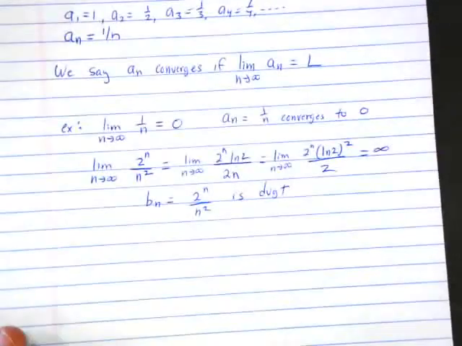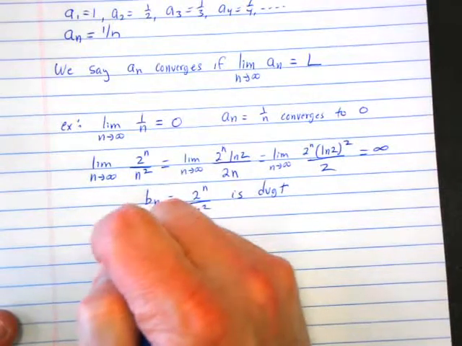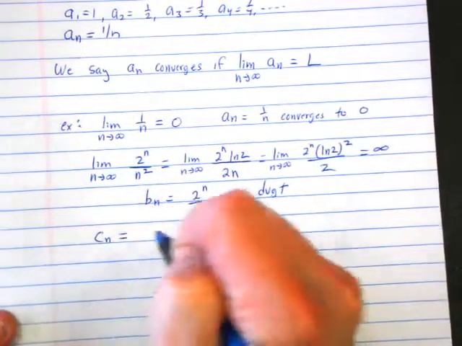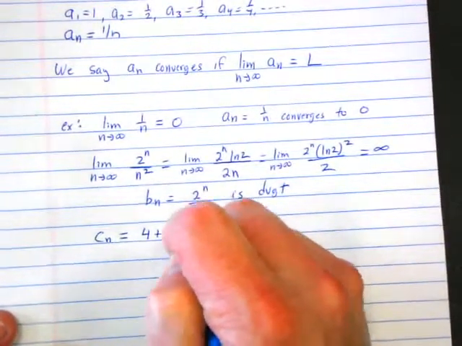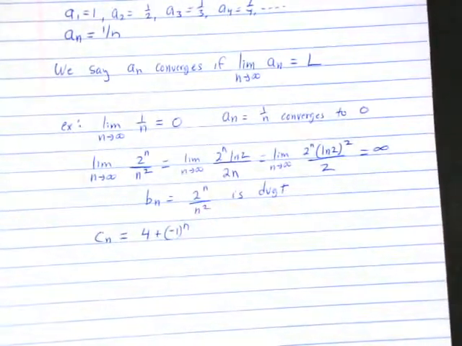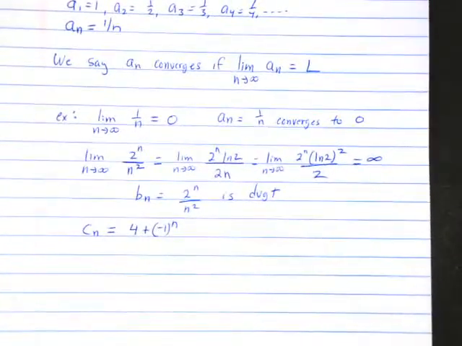How about the sequence c sub n, which is 4 plus negative 1 to the n? This n always moves to infinity. And for sequences, we're always looking at what happens when n goes to infinity. So there's only ever one limit you need to compute, the limit as n goes to infinity, but this n number is going to be positive.